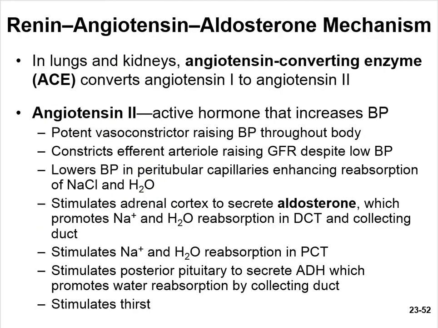In the lungs and the kidneys, there's an enzyme that converts the angiotensin I into angiotensin II, which is the active hormone that increases BP by doing quite a few different jobs here. The simplest is on the bottom, just stimulating thirst. So if you drink more, you'll add more water to your blood and then increase blood pressure that way.